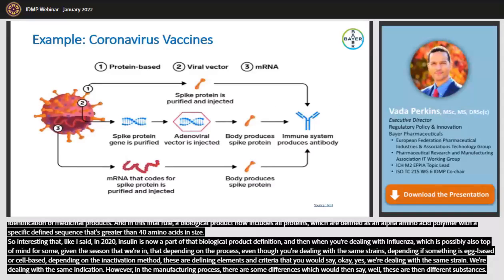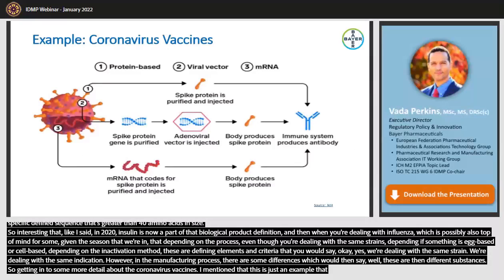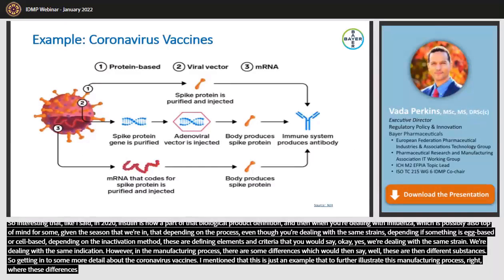So getting into some more detail about the coronavirus vaccines, I mentioned that this is just an example to further illustrate this manufacturing process, where there are these differences, even though you're dealing with, say, the same variant and we're doing it for the same thing.